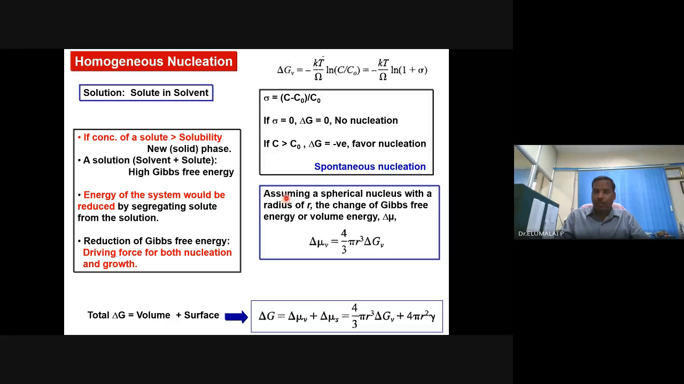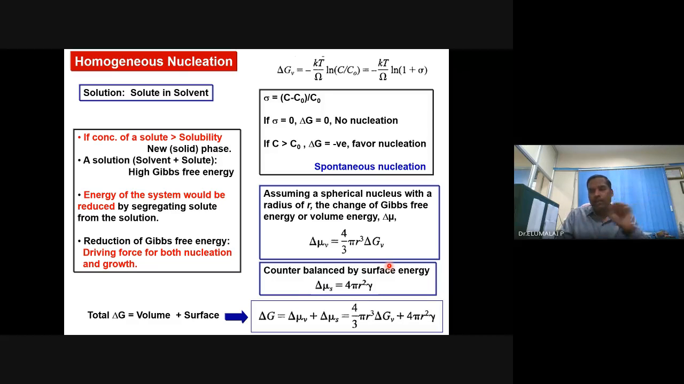Assume that the solid formed is a spherical particle. When we have a solid spherical particle, you can characterize it with either diameter or radius. For simplicity, radius r. Then, apart from delta G, you can quantify the surface energy, because when a solid is formed, definitely it will be associated with its surface energy. How much is it? It is 4 pi r square gamma. This sigma is different. This is gamma.